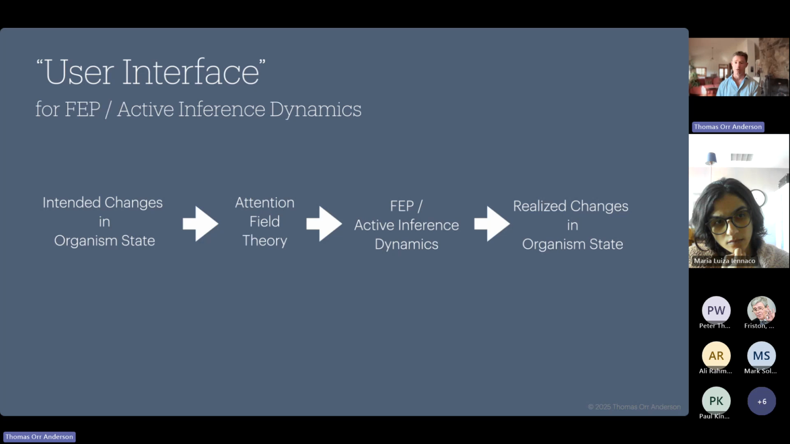This is probably my favorite and perhaps the most useful analogy: attention field theory as a sort of user interface for FEP or active inference dynamics. This is a proposed flow. Suppose you have some intended changes in the organism state that can potentially be yielded through the intentional guidance of attention flow through one's model space. So attention field theory provides a really nice way to frame our attention dynamics, which in turn yield active inference dynamics. As our attention moves, there are active inference processes occurring under the hood, which yield real changes in the organism state. So I really like this particular analogy, and I think it might be what frames the greatest potential utility of this framing.